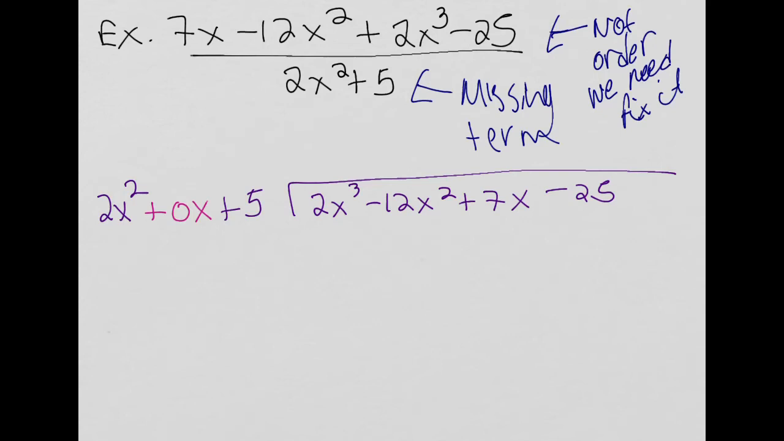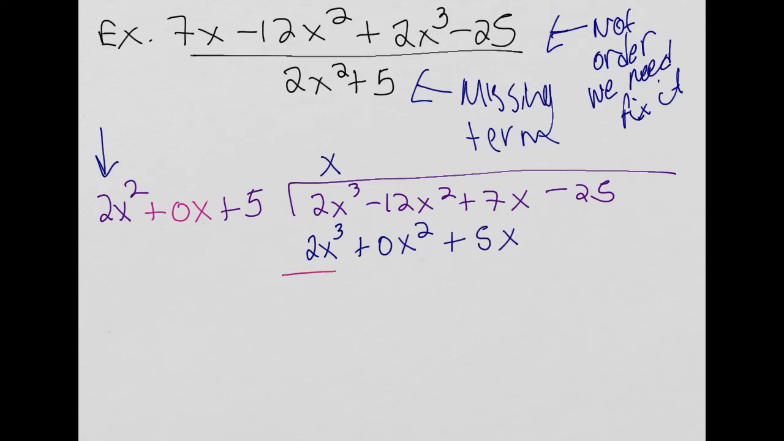So what do I multiply this term right here by? So I get 2x cubed. I'm going to multiply by an x because it's already 2. And then to go from 2 to 3, I just need one more. So then I multiply everything. So I have x times 2x squared gives me 2x cubed. X times 0x gives me 0x squared. X times 5 gives me 5x.